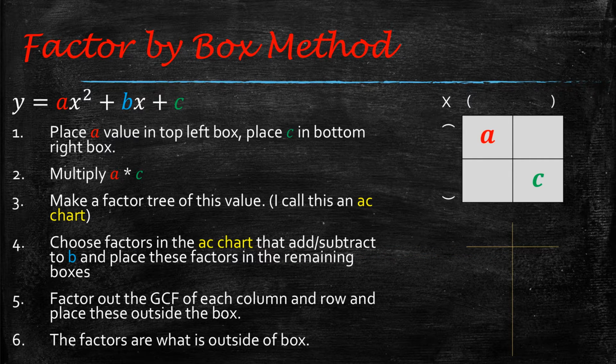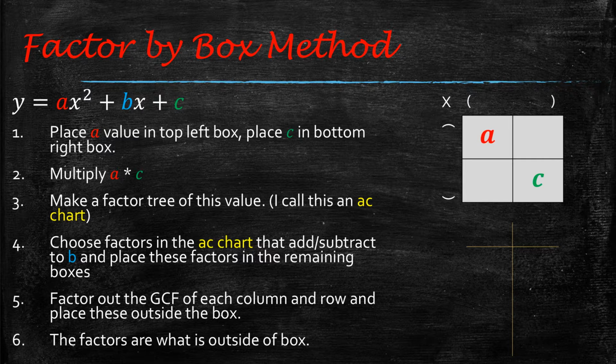Alright, so take a moment to write down these steps on how to factor by the box method, and I'm going to go through them as you're writing. So if we have the trinomial y equals ax squared plus bx plus c, remember that your a, b, and your c are the coefficients of those terms.